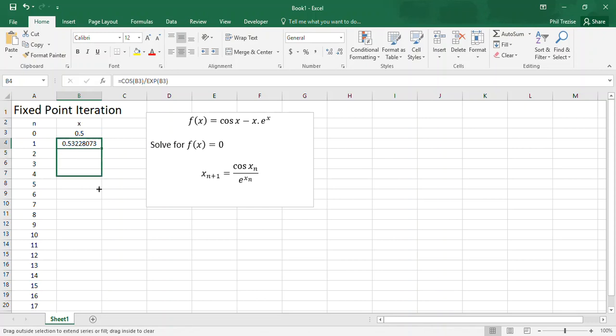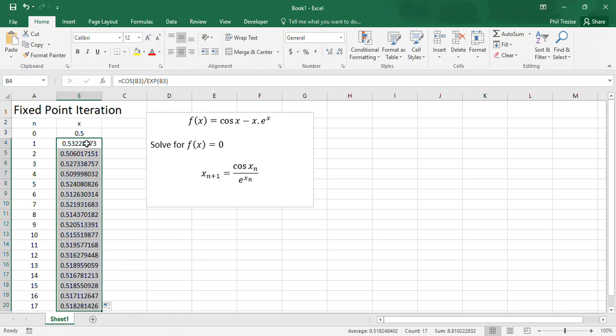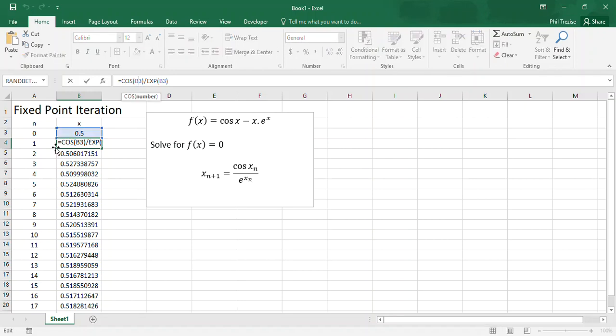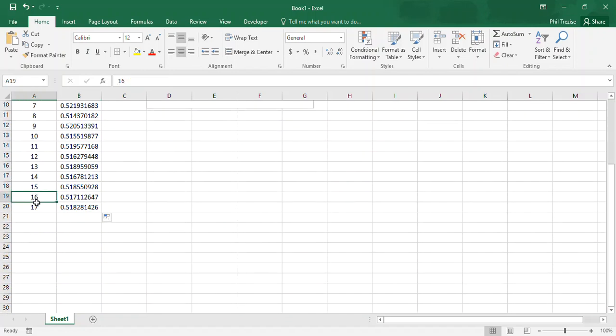Now, as I copy that down, because I used relative cell references, this one referred to B3, the cell just above. As I copied down, this one refers to cell B4, which is exactly what I want, the previous one, because it's the cell just above. So as I can see, these things are getting closer and closer and closer to, well, we've got 0.51 is consistent, still bouncing around between 7 and 8 here. So that's after 17 iterations.